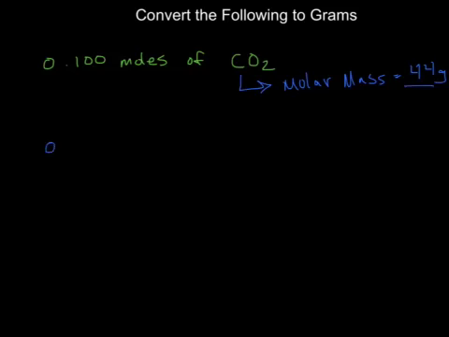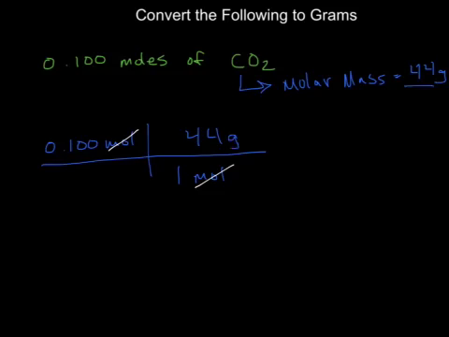So this time we're going to start with 0.100 moles. If you want to write this as 0.1 moles, that's perfectly fine as well. Okay, now we know that 1 mole, and moles are down on the bottom, so we can cancel. We have 44 grams. Alright, so now we're just going to multiply 0.1 times 44, and that's going to give us 4.4 grams of CO2.